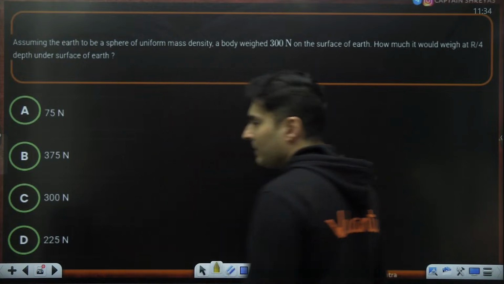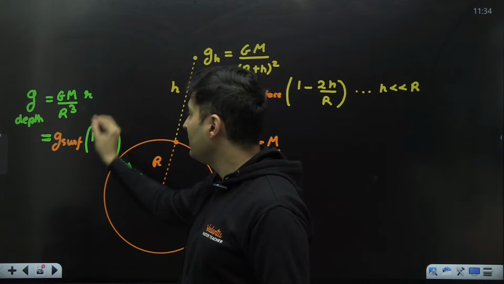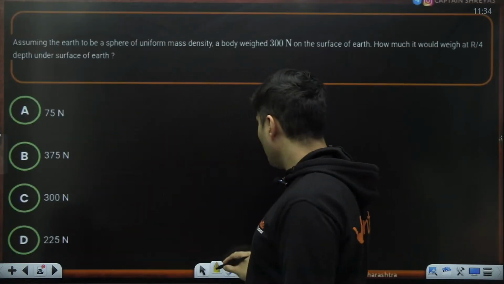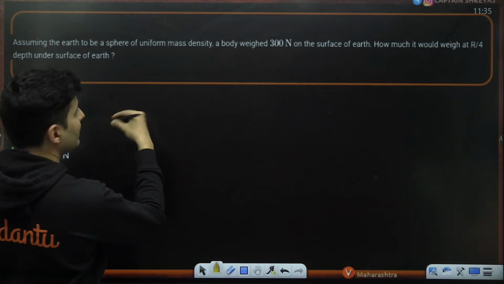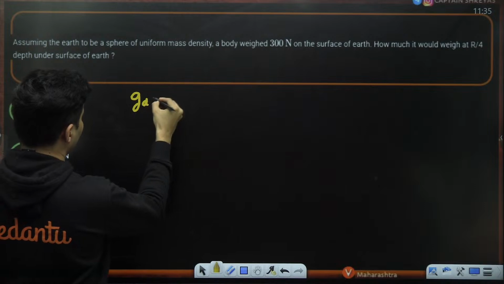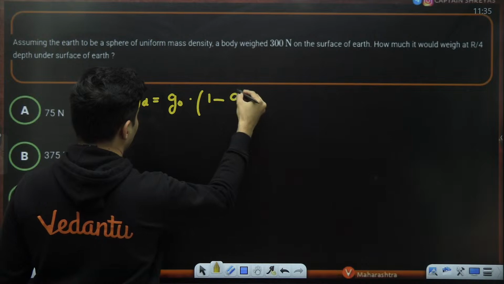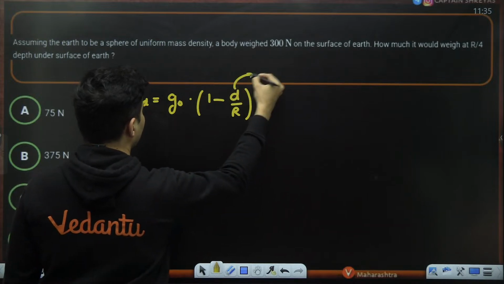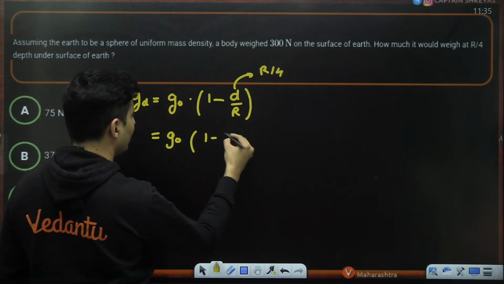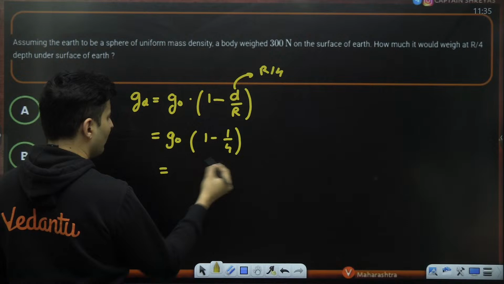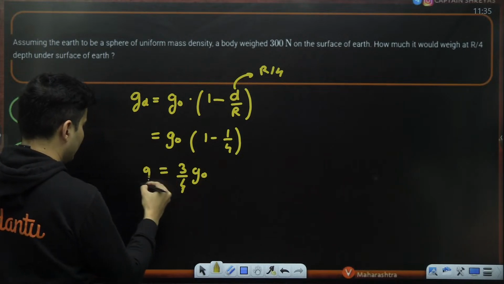See, when you are inside, everything is linearly proportional. You would have seen this. Everything is linearly proportional to r. So gravity at the depth d is gravity on the surface, let's say g naught, into 1 minus d by r, where this d is r by 4. So this will be g naught into 1 minus 1 by 4. 1 minus 1 by 4 is 3/4. So 3/4 of g naught. So that is gravity at depth d.